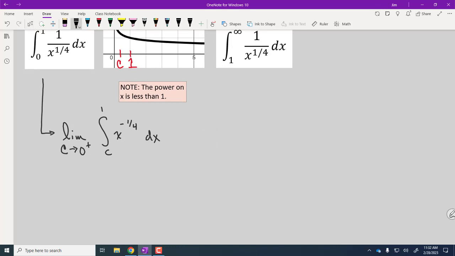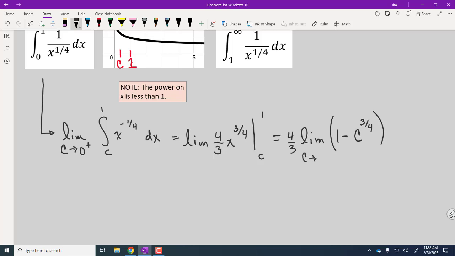All right, so integration here, power rule. x to the 3/4 divided by 3/4. So we get that. And then we're going to plug in the limits. We can pull the 4/3 to the front. So we're going to have 1 to the 3/4, which is 1, minus c to the 3/4, as c goes to 0 from the right.